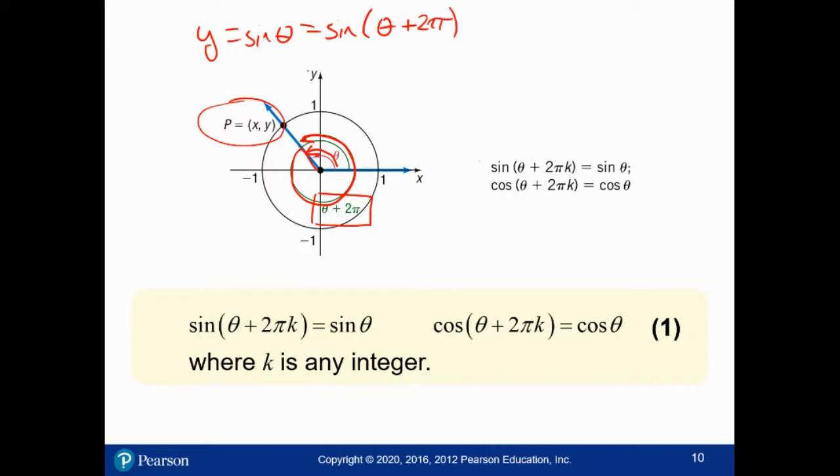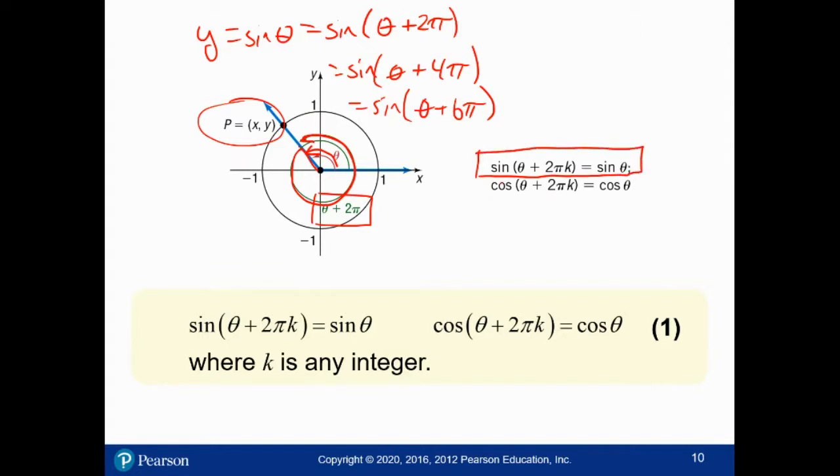But what if I went around again? This would be the same as the sine of theta plus 4 pi, or the sine of theta plus 6 pi. If I just tag on an extra rotation, I do not change my y-coordinate. So the sine of theta plus any multiple of 2 pi doesn't change, because you're really pointing to the same place on the circle. But since it's the same place, it also has the same x-coordinate, so the cosine also doesn't change. This is what's called periodicity.